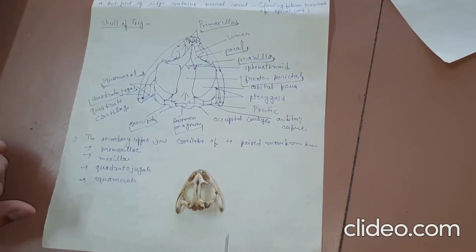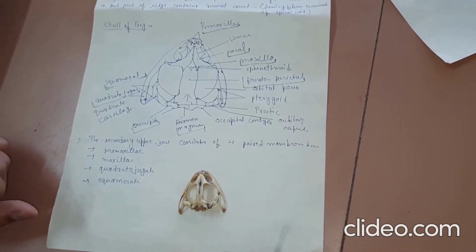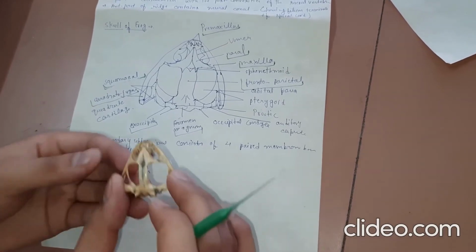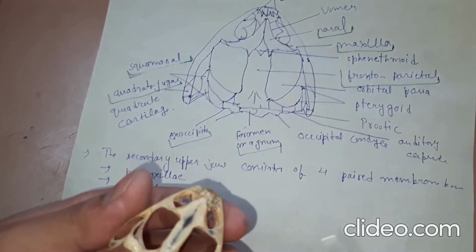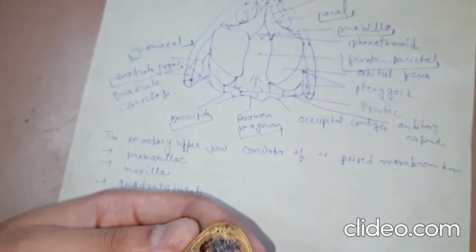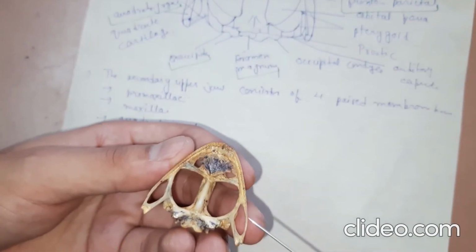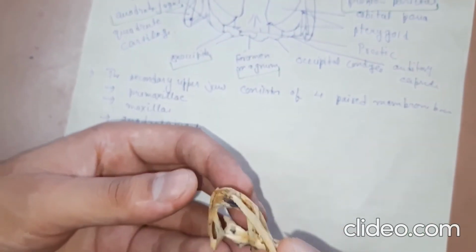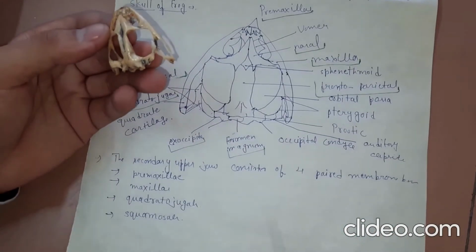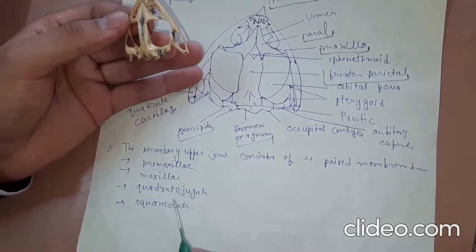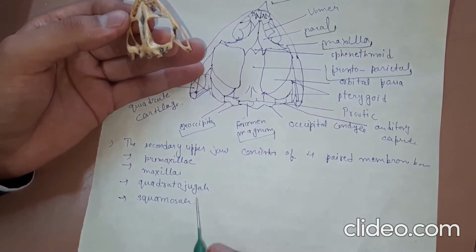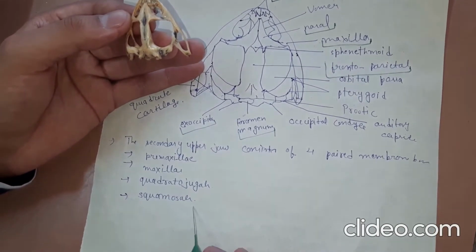Now I am going to explain about the skull of the frog. This is the dorsal view of the secondary upper jaw, and this is the ventral view of the secondary upper jaw. The secondary upper jaw consists of 4 paired membrane bones, that is, first is premaxillary, second is maxillary, third is quadratojugal, and fourth is squamosal.